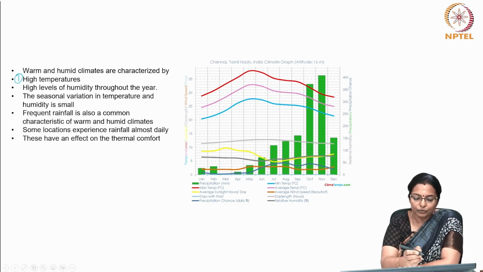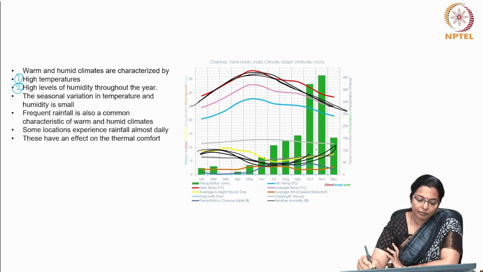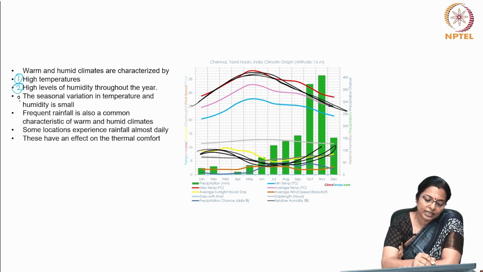high levels of humidity throughout the year. So the temperature is high. The trend of temperature is that it is very high. Then the humidity levels are also high. The seasonal variation in temperature and humidity is small, so low diurnal variation.